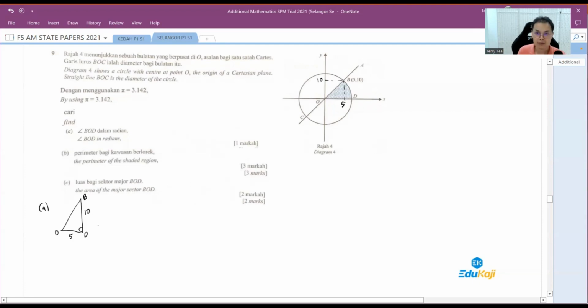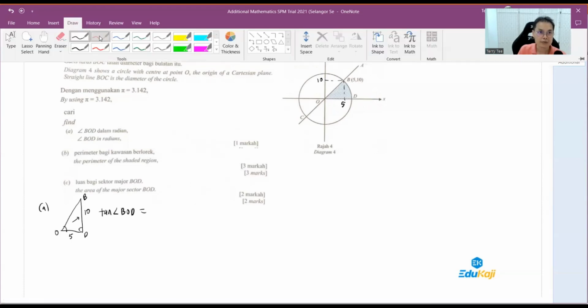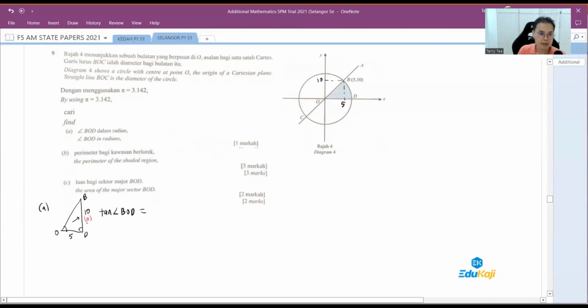So we know this is 10, right? In the coordinate system, 5 to the right, 10 up. So for my angle BOD, we can use tangent, because tangent is a ratio of opposite, this is my opposite, over adjacent. Now let me label for you. This is my opposite, this is my adjacent, this is my hypotenuse. So we use tangent. So tangent BOD is 10 over 5, which is 2, right?